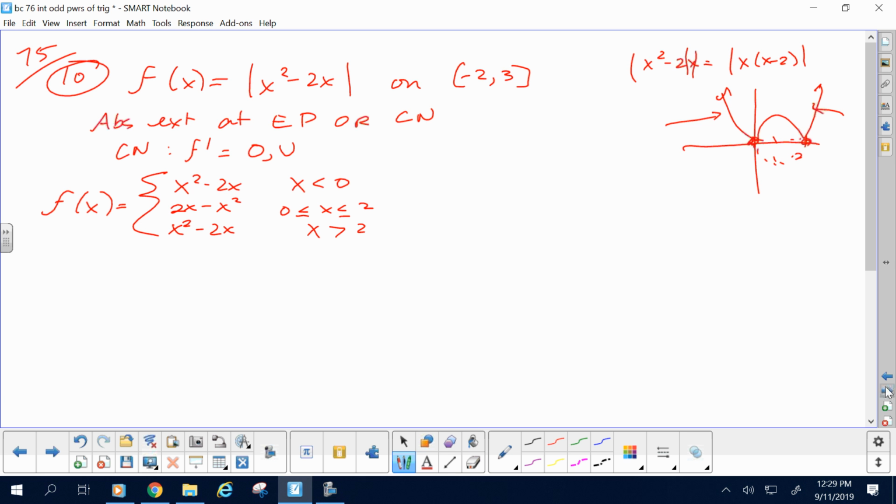Now, if I want to go to the derivative, then it is 2x minus 2 for x less than 0, 2 minus 2x for x between 0 and 2, and 2x minus 2 for x greater than 2. Do you agree? I just took the derivative of each piece. Stop me if I'm going too fast. You with me? Okay.